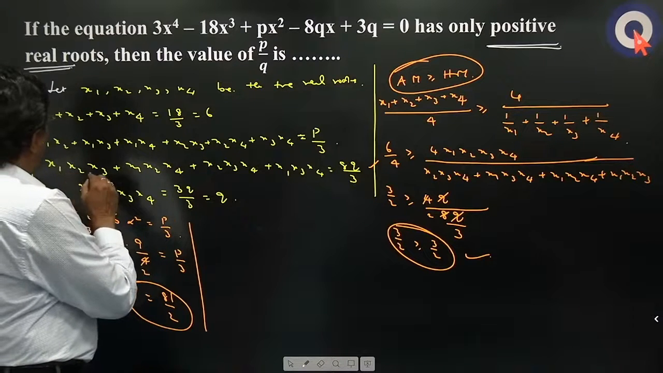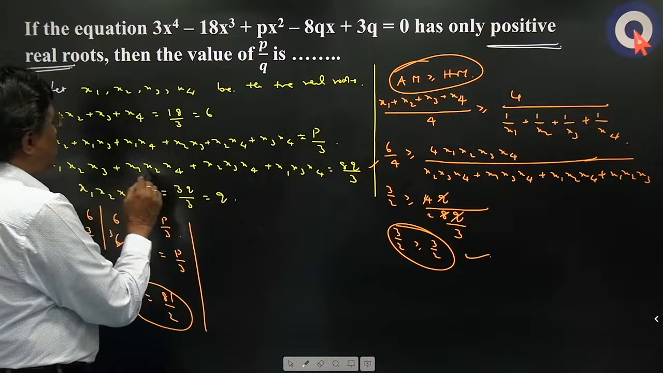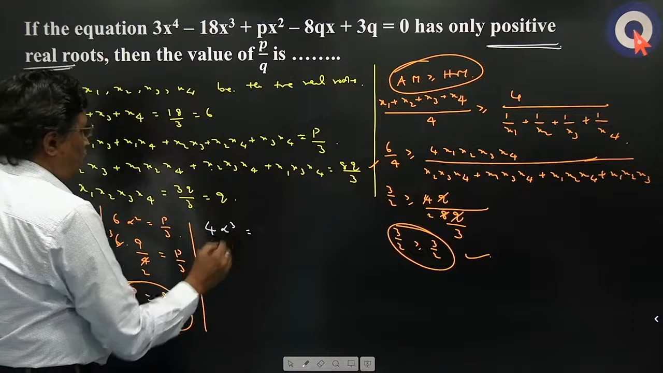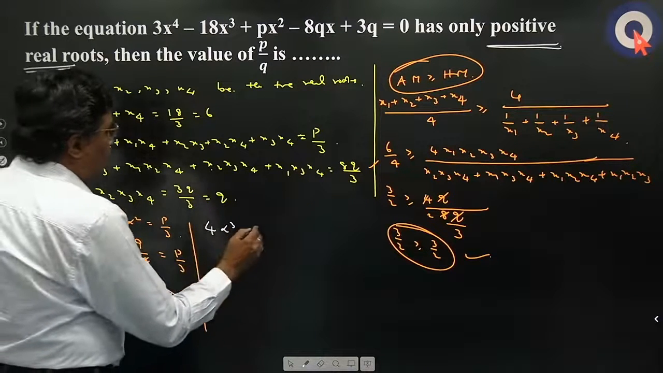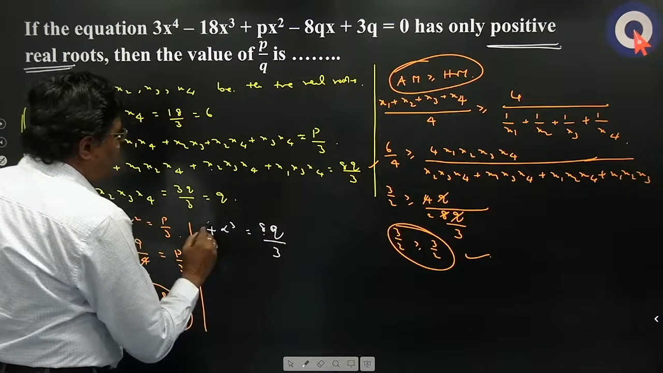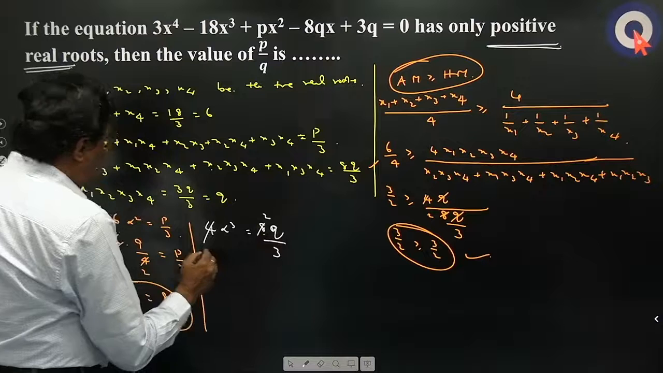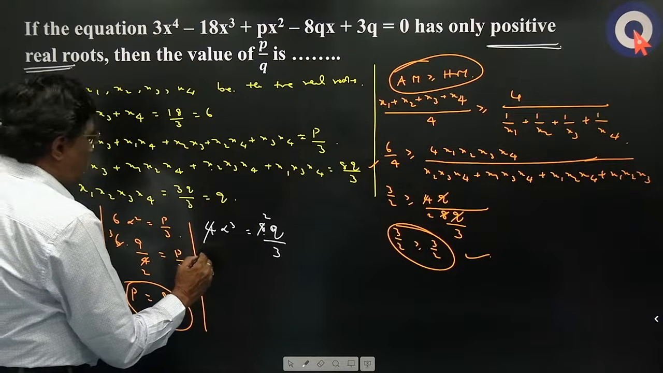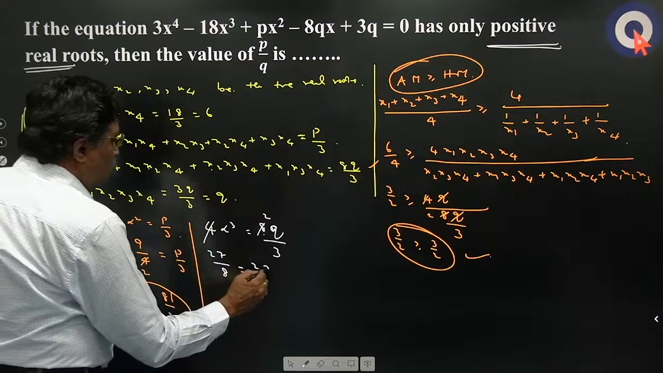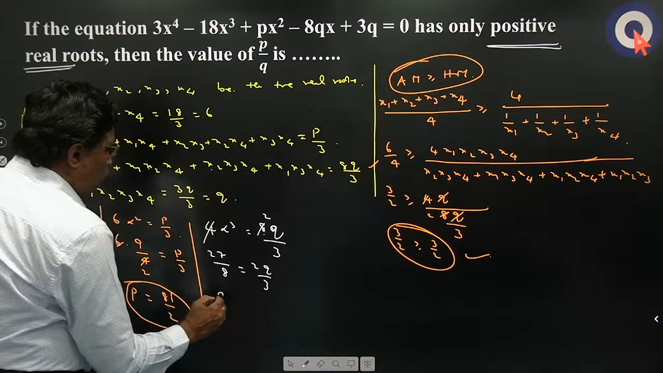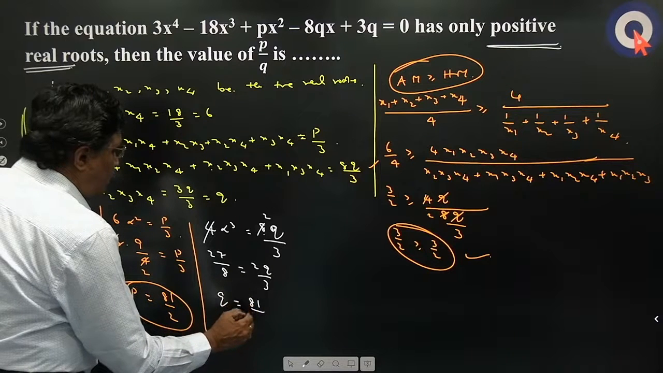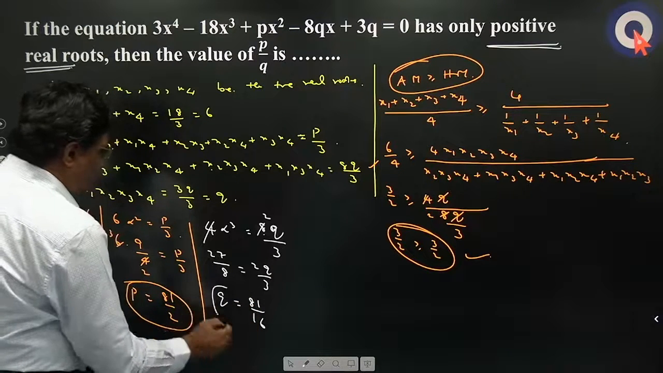So here alpha cube added how many times? 1, 2, 3, 4 times. 4 alpha cube is equal to what? 8q by 3. We'll get rid of 4 here. So alpha is 3 by 2. So this is 27 by 8 is equal to 2q by 3. All right. So q is equal to 27 into 3, 81 by 16. So q is equal to this value.